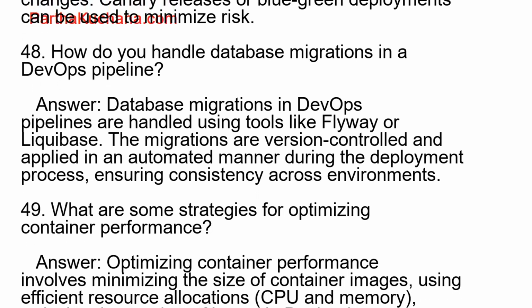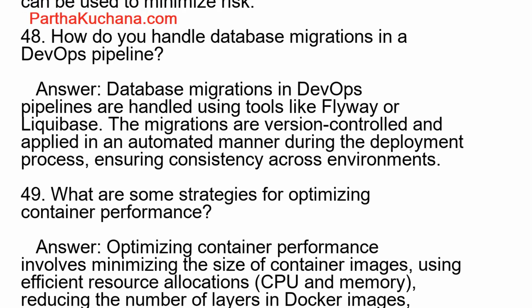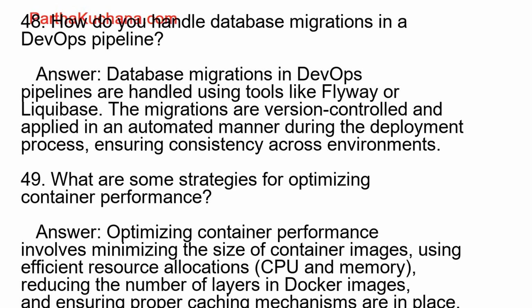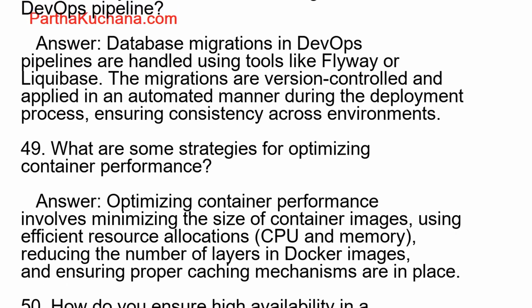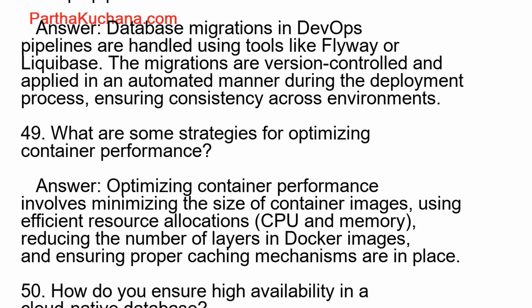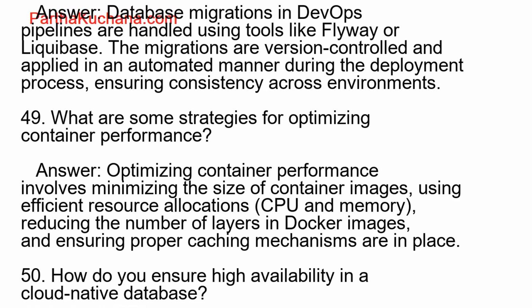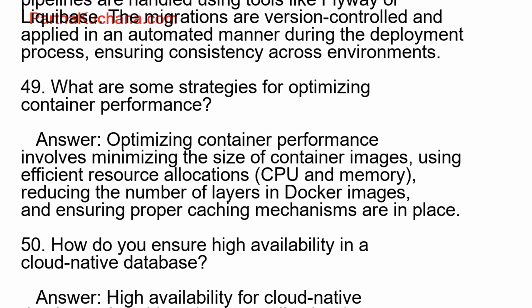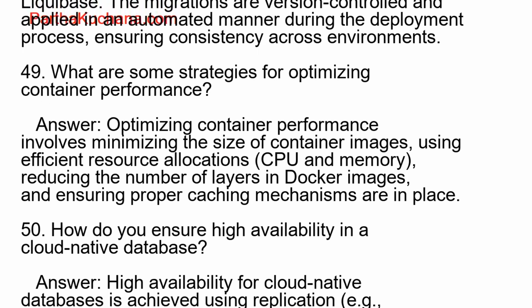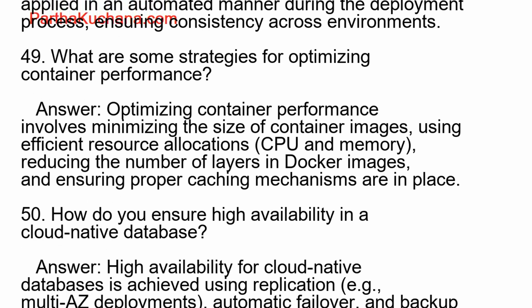50. How do you ensure high availability in a cloud-native database? Answer: High availability for cloud-native databases is achieved using replication, e.g., multi-AZ deployments, automatic failover, and backup strategies. Managed services like Amazon RDS or Google Cloud SQL offer built-in mechanisms for ensuring availability.